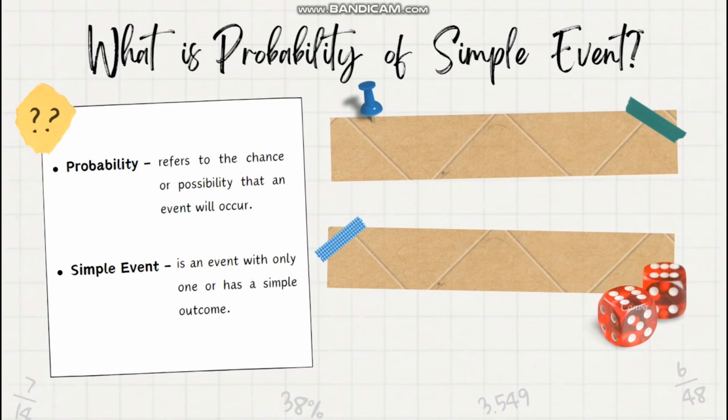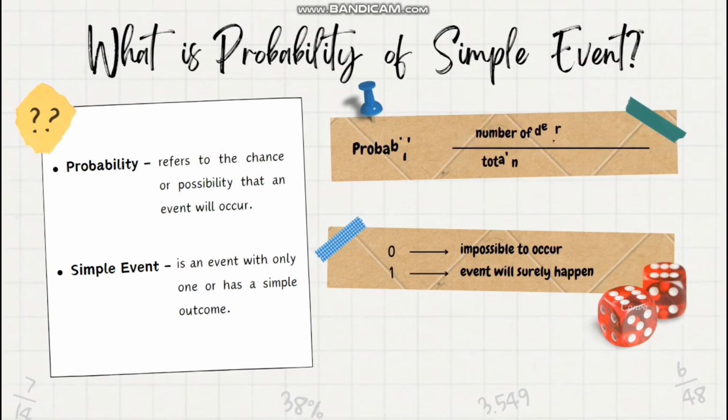Probability refers to the chance or possibility that an event will occur. It's the ratio of the number of ways a certain event can occur to the number of possible outcomes. Simple event is an event with only one or has a simple outcome. When finding the probability of an event occurring, we will use the formula: probability is equal to the number of desired outcomes over the total number of outcomes. 0 means impossible to occur. 1 means event will surely happen.